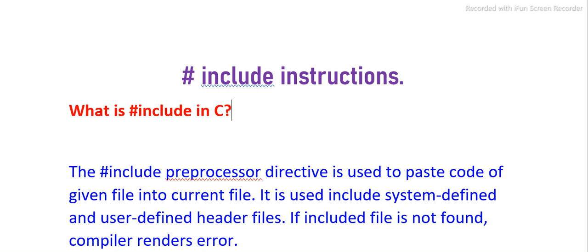Means if we write hashtag include file name, I will discuss everything after in the program section. Now we are only knowing about the theory part. So what I am saying is, hashtag include file name, if we use it, the file name is the name of the library file that contains the required function definitions. So if there is no file name, then the compiler will render an error.